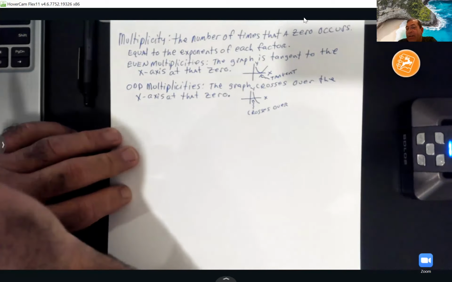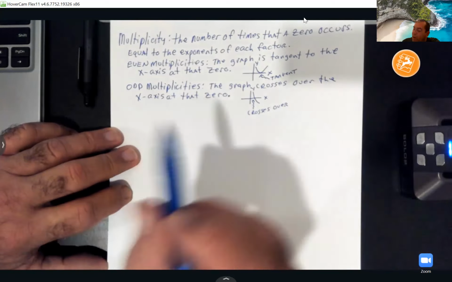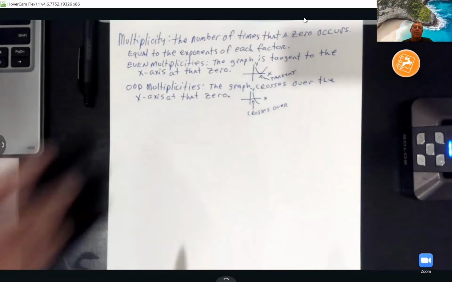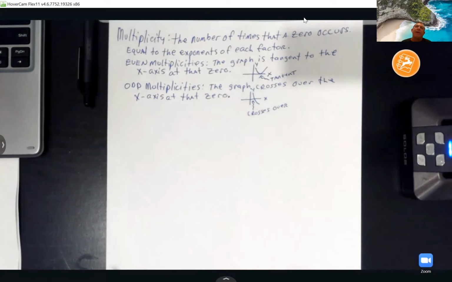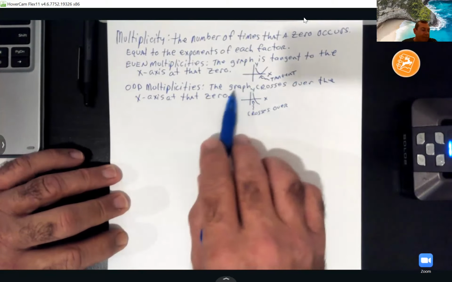So the factors will give me the zeros, but those exponents tell me whether it's crossing over or if it's going to be tangent to it. So later on, they'll have a couple true false that we'll do with this, okay?